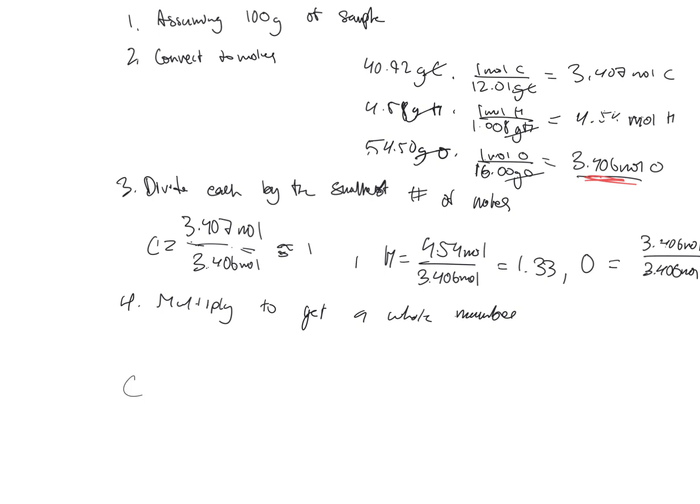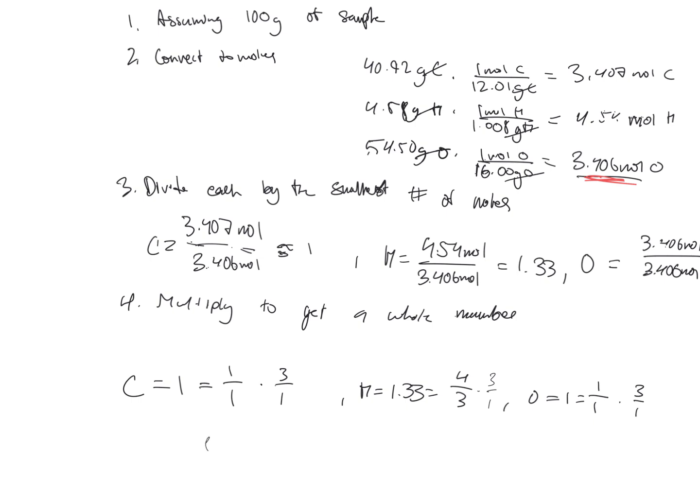And so for C, this would equal 1, which is equal to 1 over 1. For H, this is equal to 1.33, which is equal to 4 over 3. And for oxygen, this is equal to 1, which again is equal to 1 over 1. And so if you want to get a whole number out of these for our empirical formula, what you could do is multiply 4/3 by 3 over 1, and then multiply our other elements by that same ratio. So for carbon, 3 over 1. For oxygen, 3 over 1.